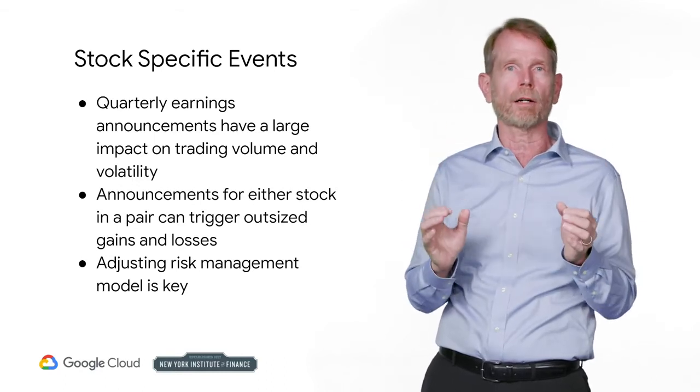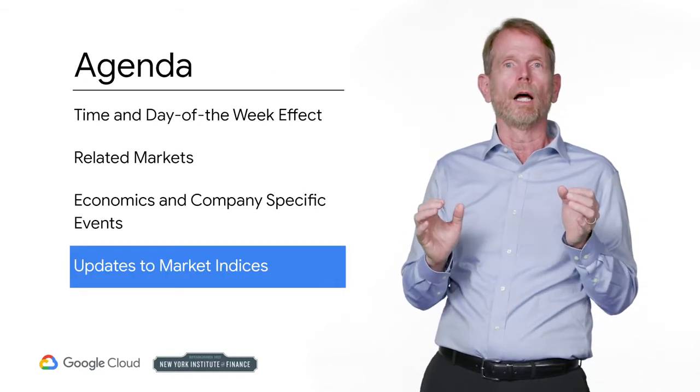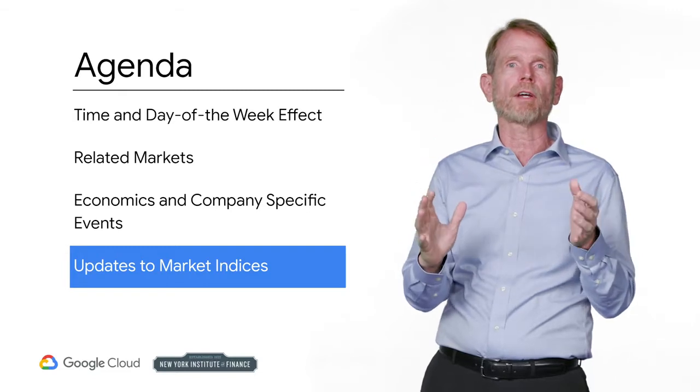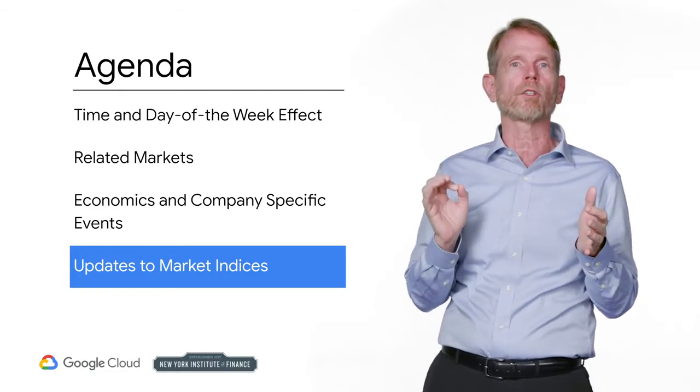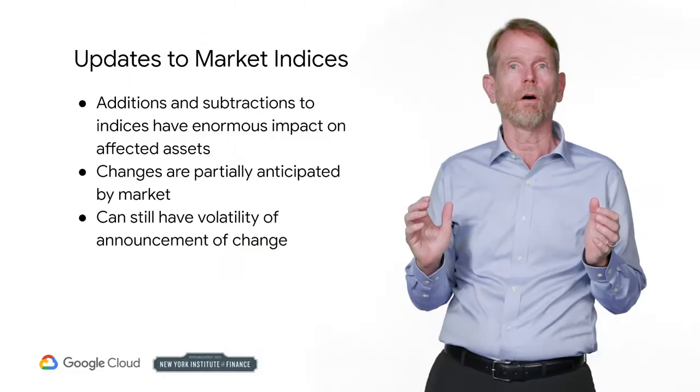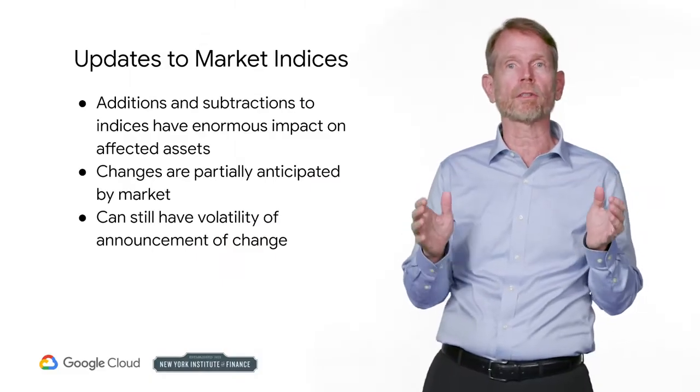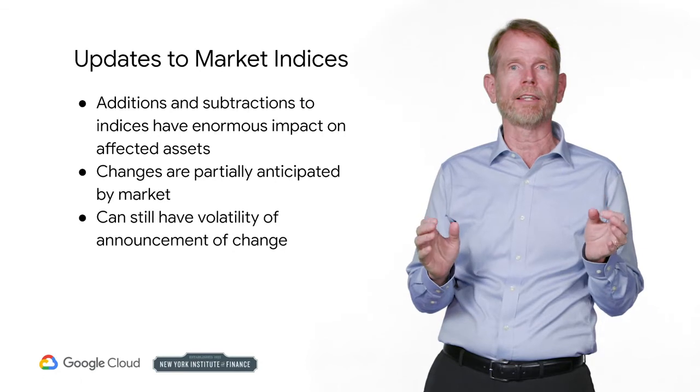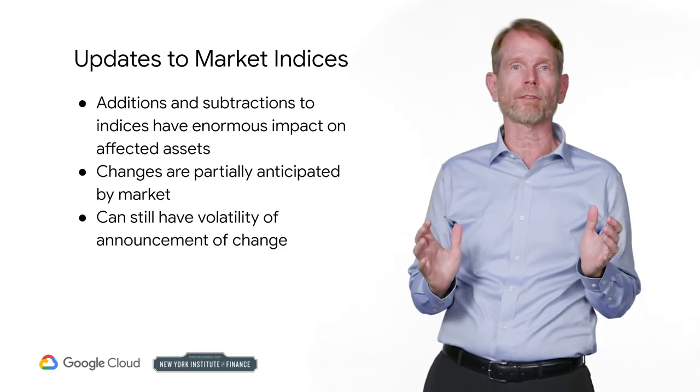potentially much higher volatility. Updates to market indices can affect your trade if one of the stocks in your pair is added or dropped from a market index. A market index comprises companies that meet certain criteria. Periodically, these criteria upgrade certain companies to be added to the index. Also, you'll see that certain companies are deleted from the index. This can have an effect on their stock price.